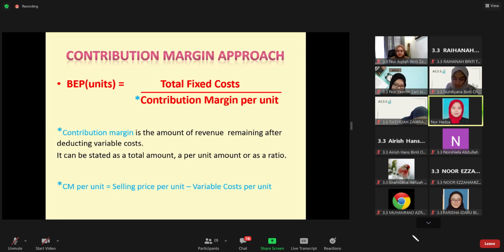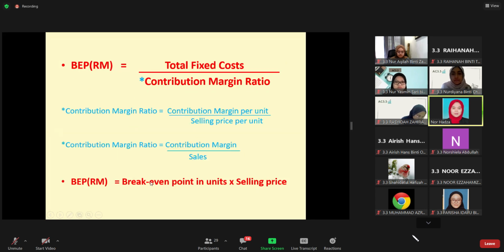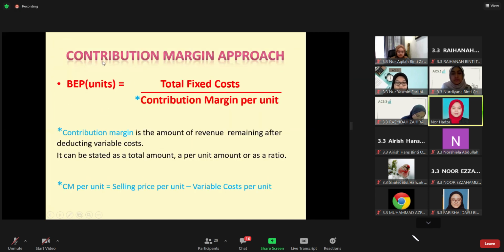All right, we have covered this so many times. How do we get contribution margin, class? Sales price minus the variable cost. Remember, it must always be the contribution margin per unit. So sales price per unit minus the variable cost per unit. Okay? All right, so this one is the break-even point in units.